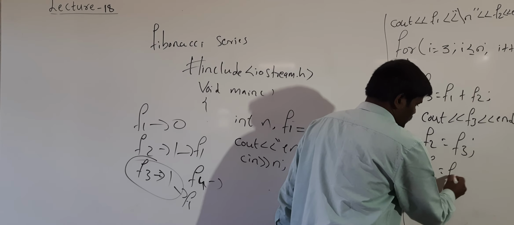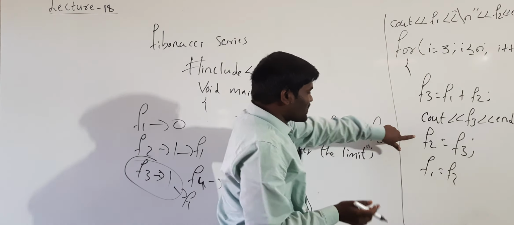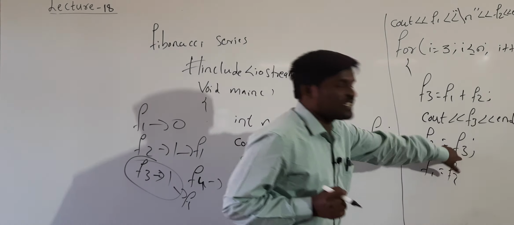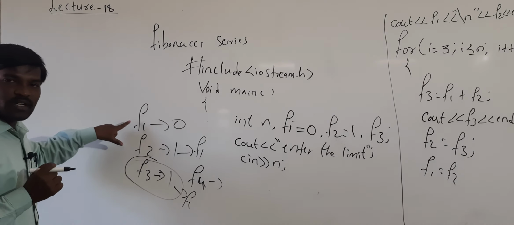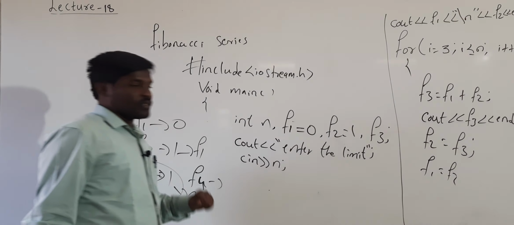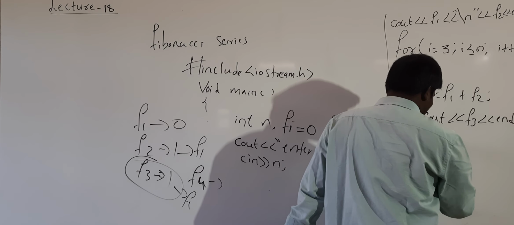F1 is equal to F2. Before storing F3 into F2, first we need to store the F2 value into F1. F2 acts as F1.